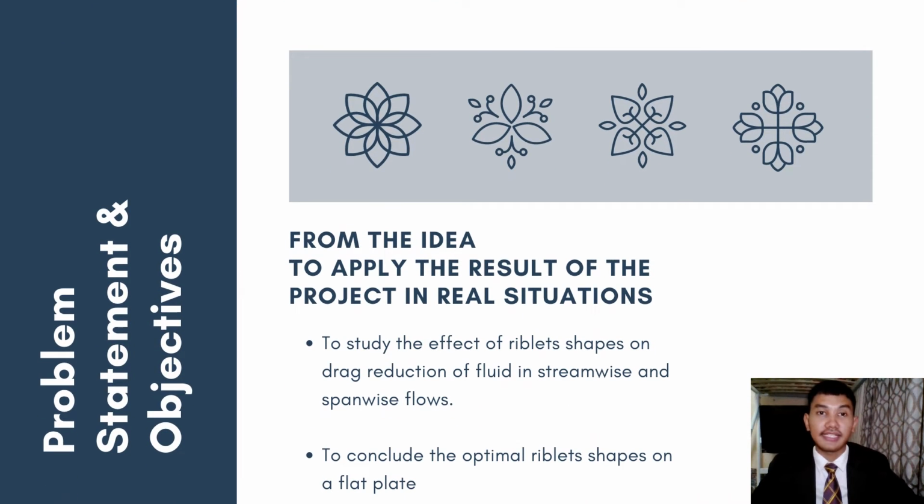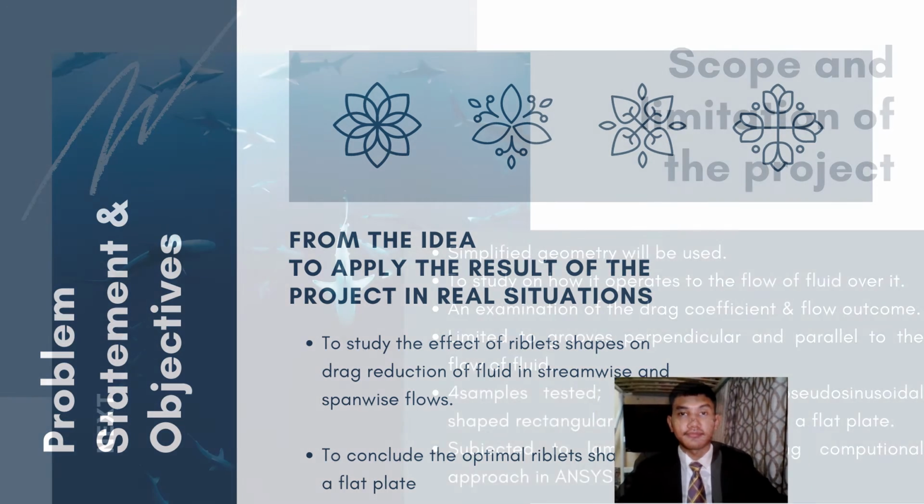Now for the problem statement and objectives of this project. From the idea to apply the results of the project in real situations such as applying riblets at the bottom of ships or to the whole body of a submarine. To get this result, first we need to study the effects of the riblet shapes on drag reduction of fluid in streamwise and spanwise flow. Next, to conclude the optimal riblet shapes on a flat plate.